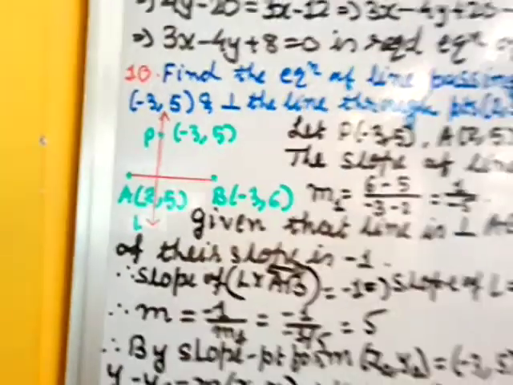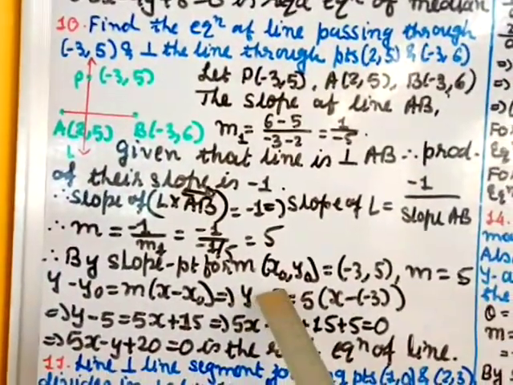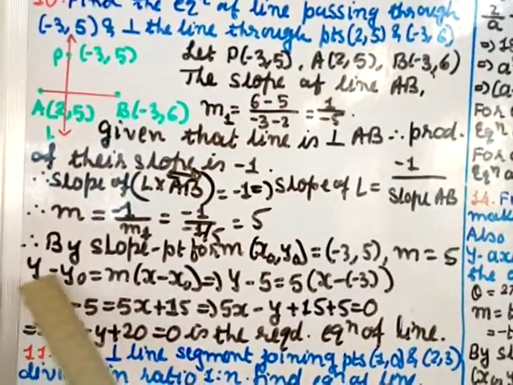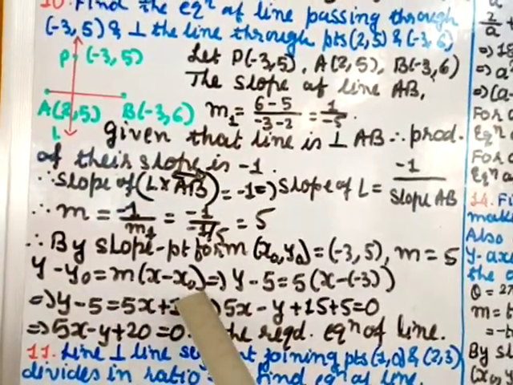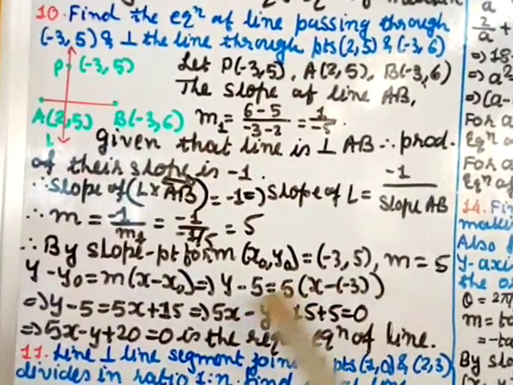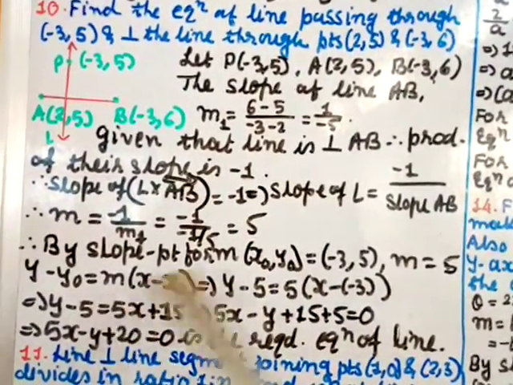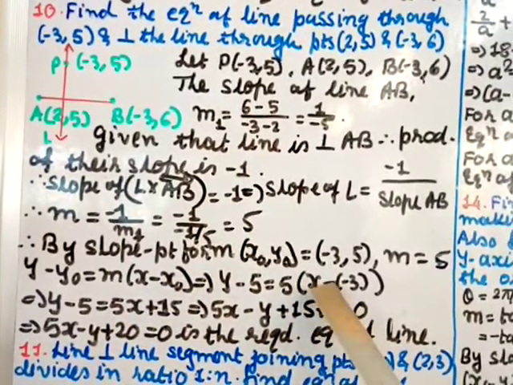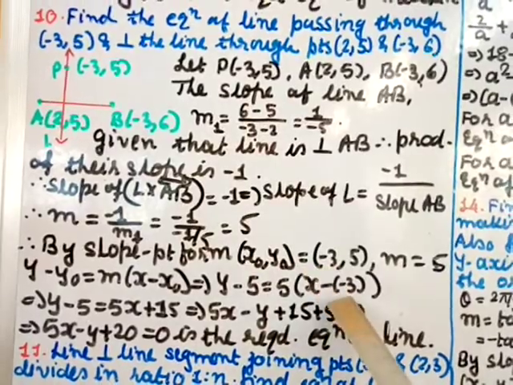So we can use slope point form: x naught, y naught as minus 3, 5 and m is equal to 5. Equation is y minus y naught equal to m into x minus x naught. Okay, let us put the value. So y naught is 5, so y minus 5 equal to m, which is again 5, into x minus x naught. So x is as it is, minus x naught is minus 3, so minus minus 3.